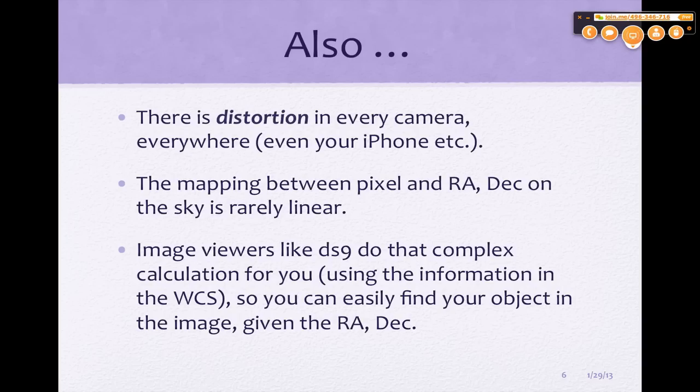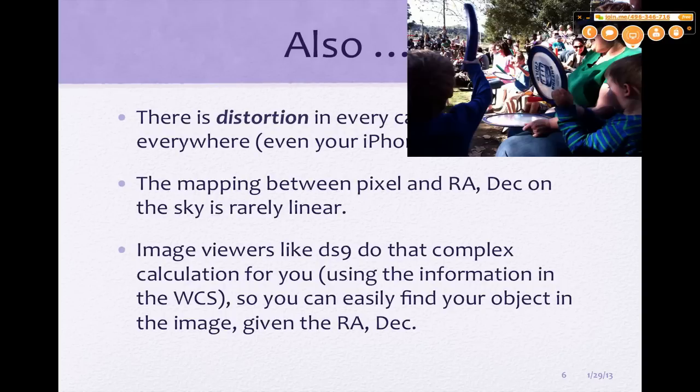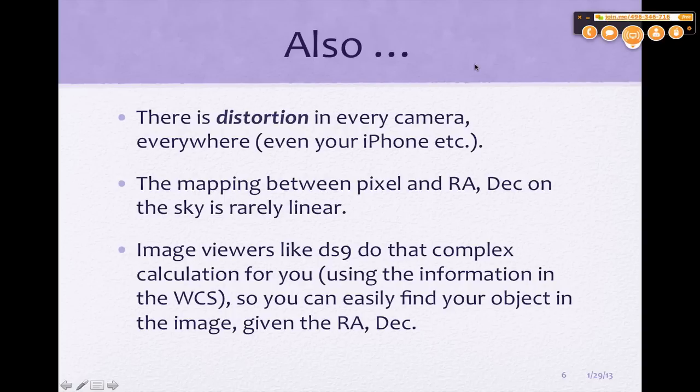Also, it turns out there's distortion in every camera, everywhere. Your iPhone does too. There's a picture of my son at a drum concert a couple weekends ago. That stick is not really curved. That's what my iPhone distortion does. So every camera everywhere, including astronomical cameras, has distortion.